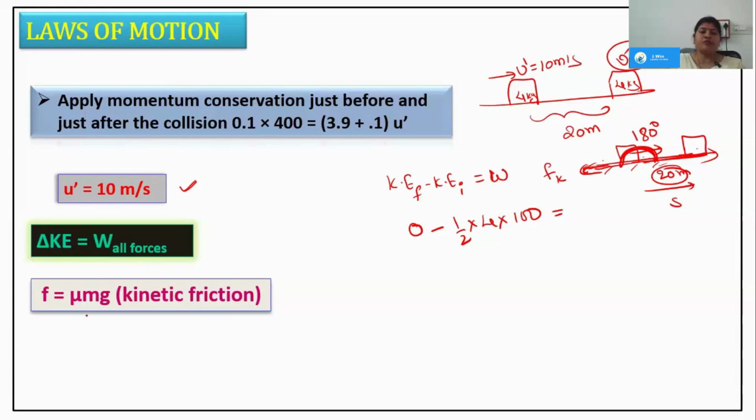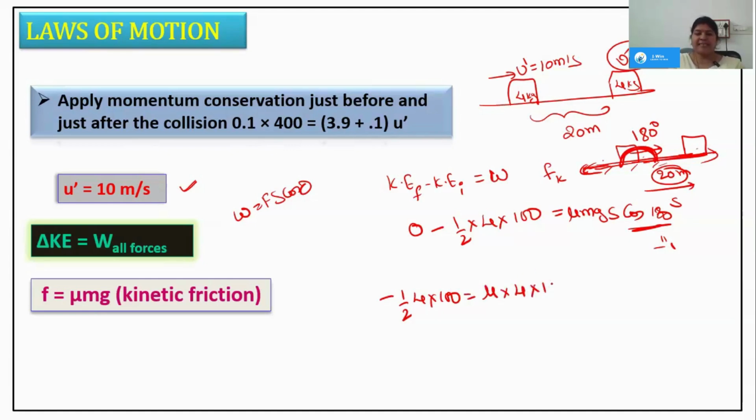Then work done is F, what is F value? mu mg into S, into cos theta. W is F S cos theta. Theta is what? 180 degrees. Cos 180 is equal to minus 1. How does this equation change now? Minus 1 by 2 into 4 into 100 is equal to mu value, I don't know, I need to calculate, into m, mass 4 kg, g 10 given in the data, and 20 meter, and cos 180 is minus 1, that minus I am writing here.